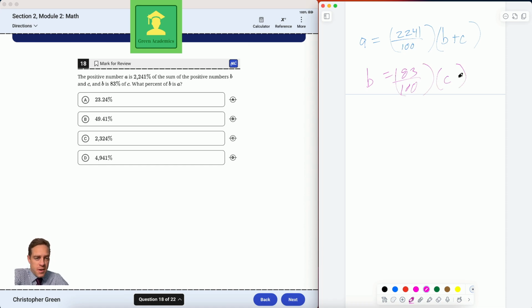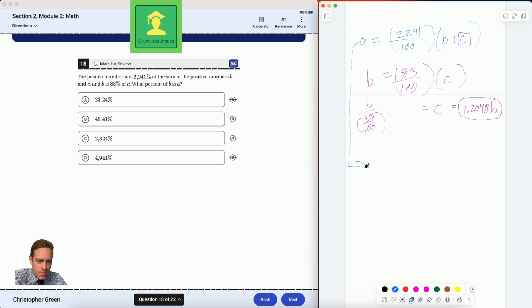So you must have to do this by substitution. If you could solve for c in terms of b, then you could substitute in. So here in the pink, I'm going to say that this is b divided by the quantity 83 hundredths. And then dividing by 83 hundredths is the same as multiplying by 100 over 83. So c is, I'm going to write this as 1.2048 b. So now if I substitute this in right here, I can directly connect a and b.